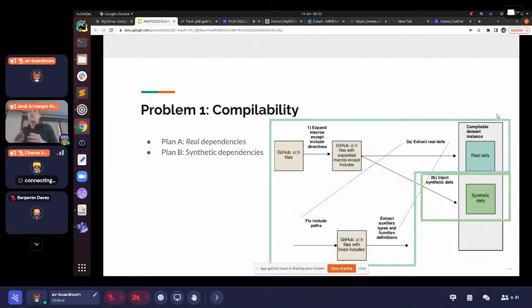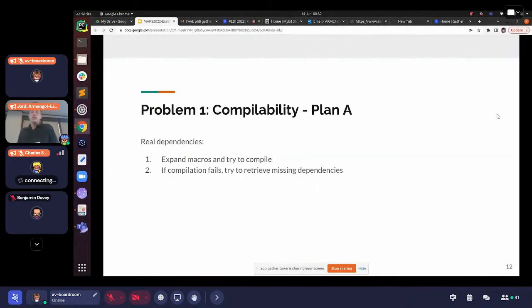For compilability, we have two plans. Plan A is using the real dependencies, and plan B is using synthetic dependencies. For the real dependencies, we try to expand macros and then compile the function. If the compilation fails, we try some heuristics to locate the missing dependencies. Ideally, this should be done on a project basis, not function by function. But we go function by function because we found that in many cases we had to manually parse README files, since many repositories contain instructions that a human is supposed to follow. We assume that the system has these dependencies, or you have to go to a page and download a library. So that's why we went function by function.